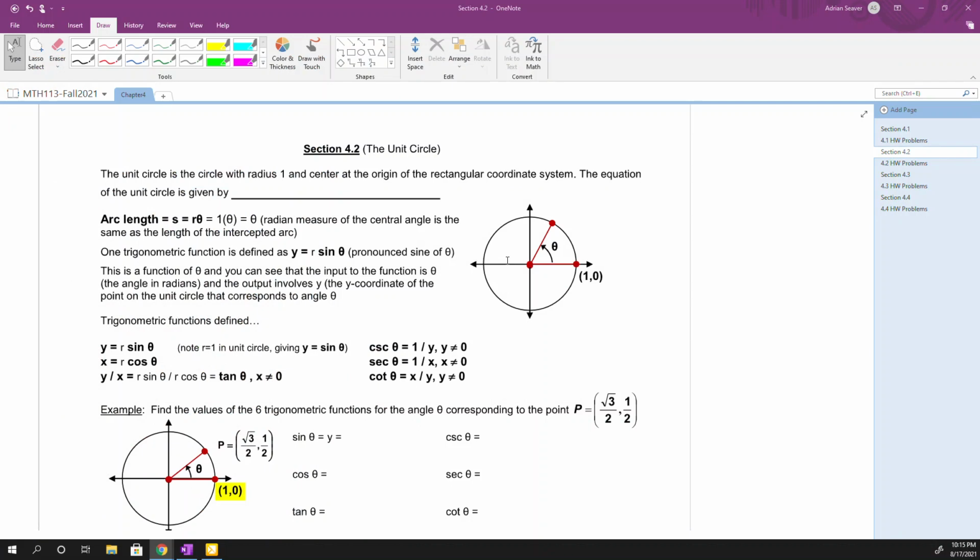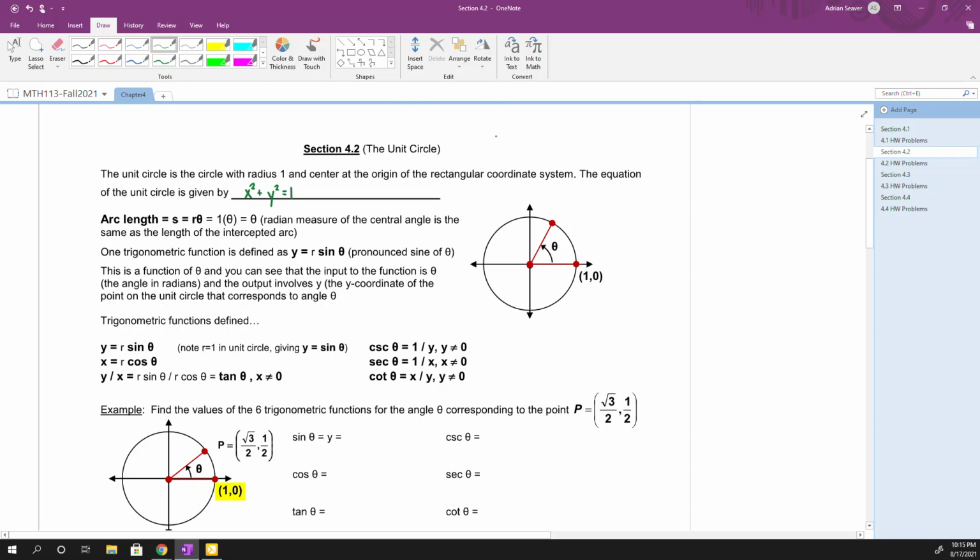So let's dive right in to the unit circle. The unit circle is a circle with radius 1 that is centered at the origin of your XY coordinate system. And the equation of the unit circle is x squared plus y squared equals 1, right?